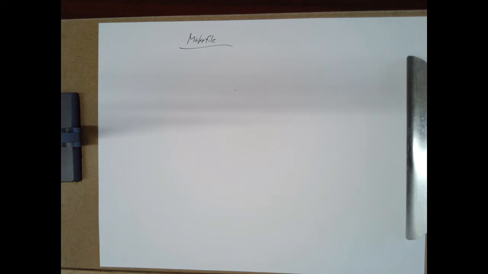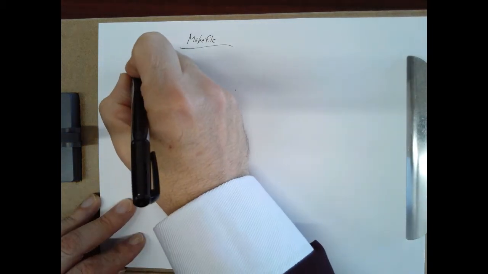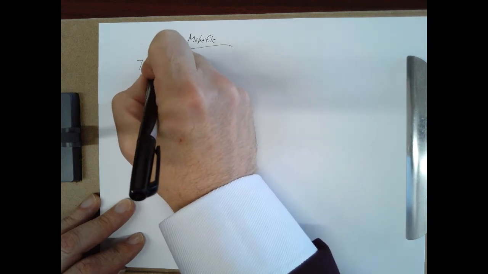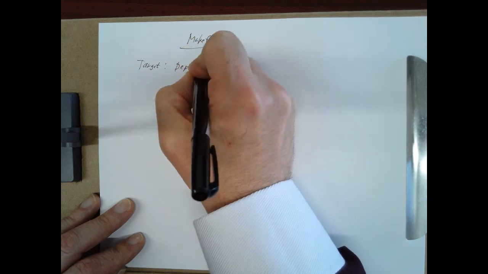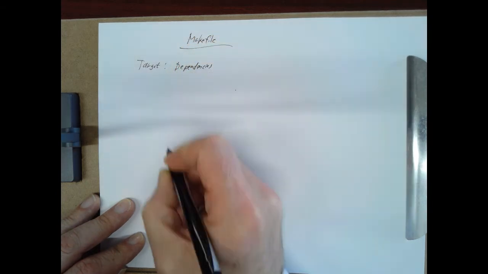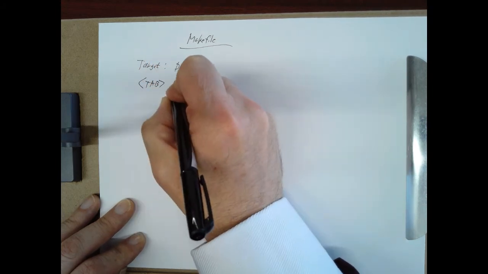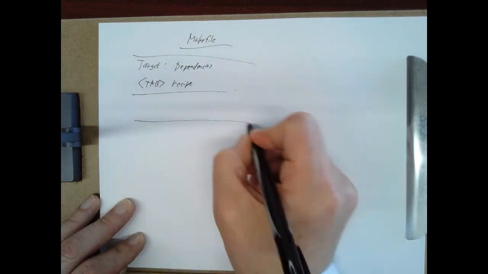So the basic structure of a Makefile is a series of pairs of lines. These lines come in pairs of 2. The first line is target, colon, dependencies. And the second line is a tab, followed by a recipe. And these just get repeated again and again.